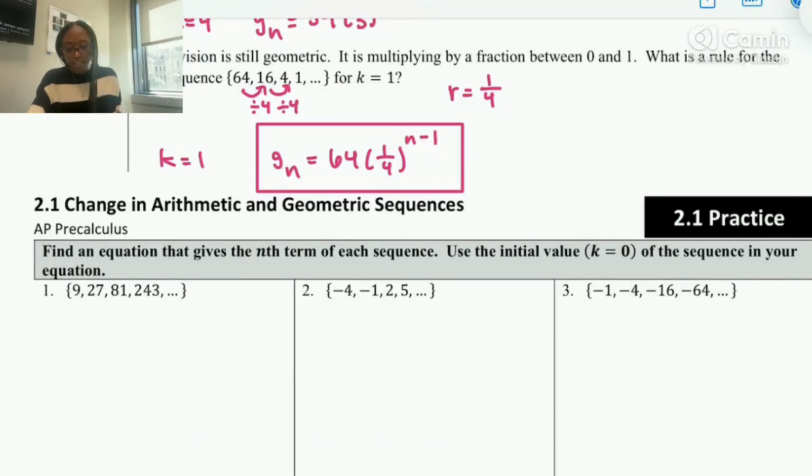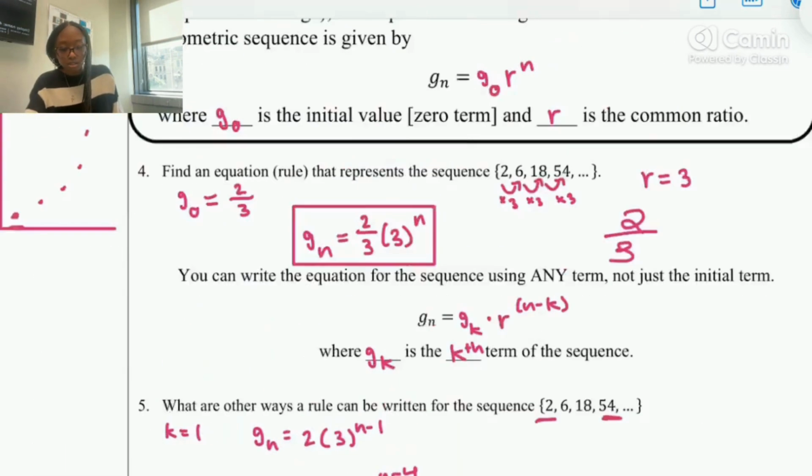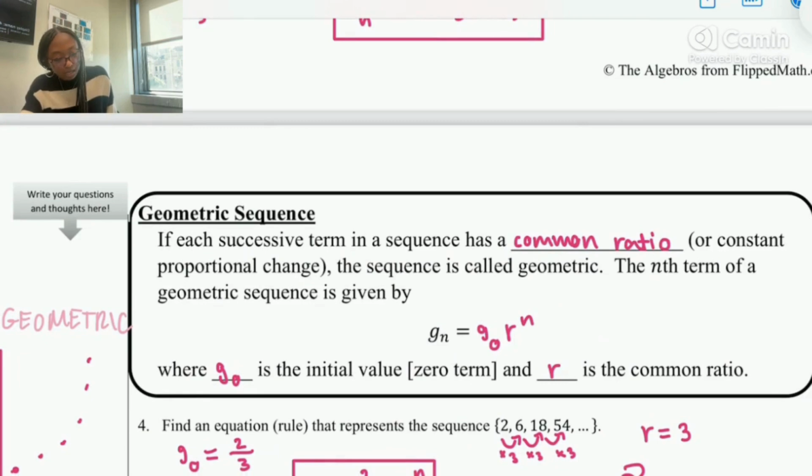Okay, now for some practice. Our first equation, we have the sequence 9, 27, 81, 243. Looking at this, I know that 9 times 3 will give me 27. To get from 27 to 81, it will also be times 3. To get from 81 to 243, it is also going to be times 3. So I know that this is going to be a geometric sequence because there's a common ratio.